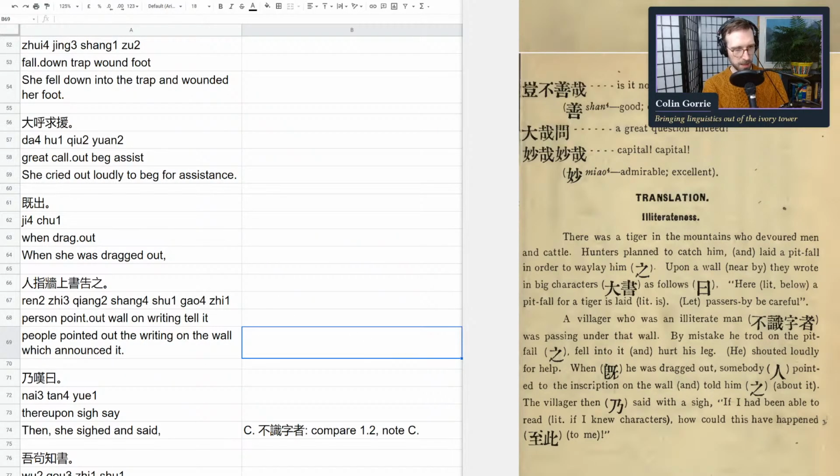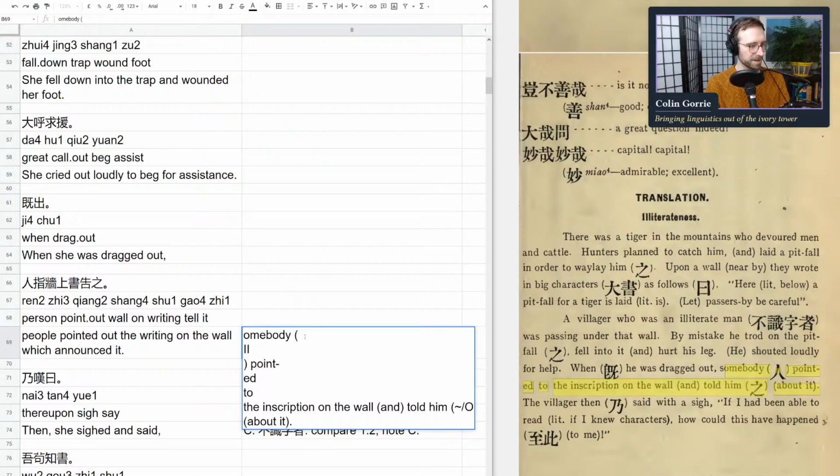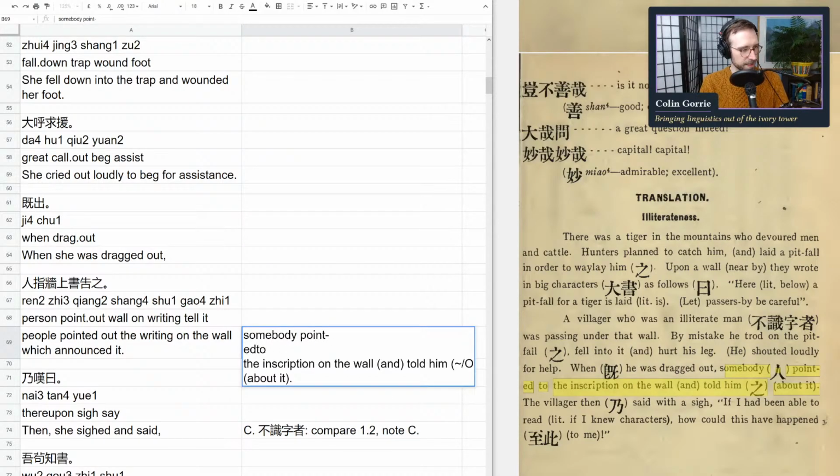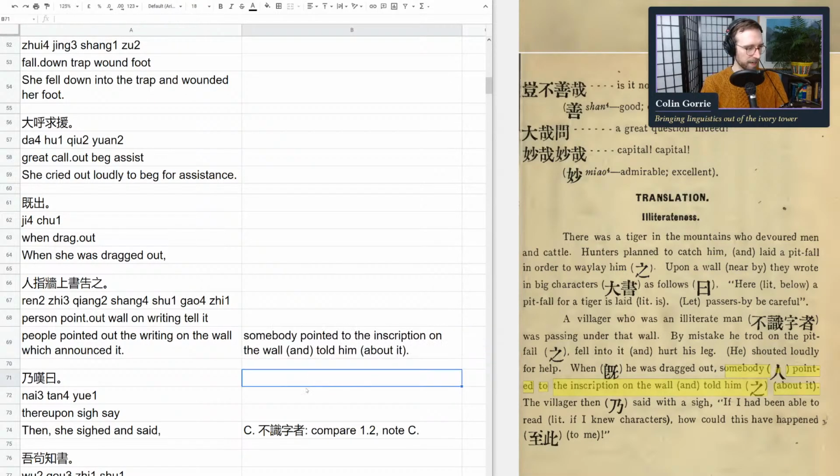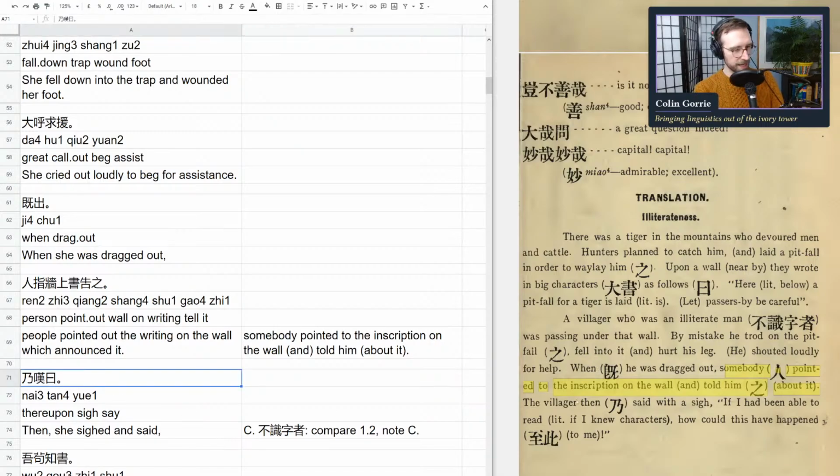And somebody pointed out the inscription on the wall and told him about it. Okay, that wasn't so stellar of an OCR job. Somebody pointed to the inscription on the wall and told him about it. Great. The villager then said with a sigh, if I had been able to read, how could this have happened to me?